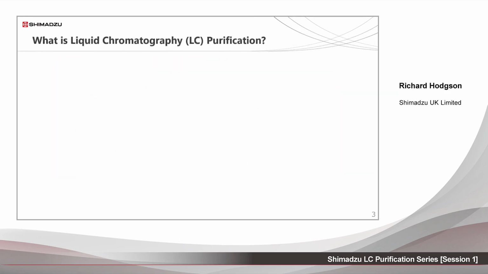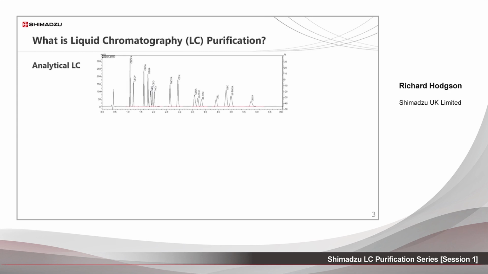What is liquid chromatography LC purification? First, let's think about analytical LC. Shown is a chromatogram for the separation of 16 cannabinoids, and in analytical LC we are interested in qualitative information, that is, which analytes corresponds to which peaks, and quantitative information, that is, the concentration of each analyte in the sample. We can use non-destructive detectors such as UV and PDA, or destructive detectors such as mass spec or ELSD.